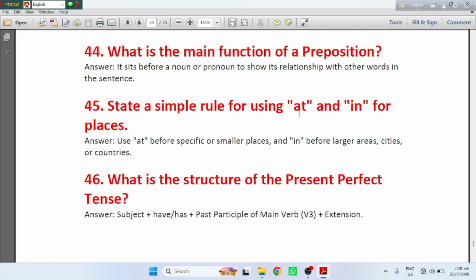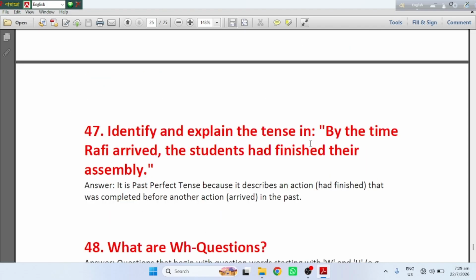State a simple rule for using "at" and "in" for places. Use "at" before specific or small places and "in" before larger areas, cities, and countries. What is the structure of the present perfect tense? Subject plus have or has plus past participle of the main verb plus extension. 47. Identify and explain the tense in "By the time Rafia arrived, the students had finished their assembly." It is past perfect tense because it describes an action that had been completed before another action in the past.